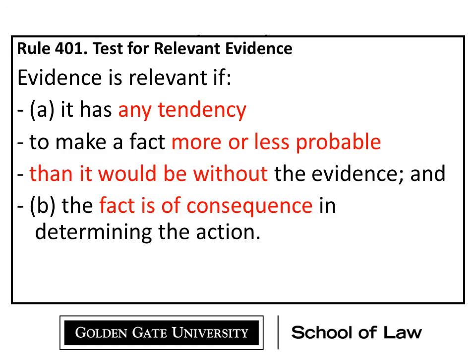If I'm the opponent, I have to conversely say this has no tendency whatsoever to make anything that matters. There is no fact of consequence more or less probable than without this evidence. This doesn't move the ball to anything that matters at all. Think about what side you're on and think about how you use the operative words of this rule, this definition, to argue your side of the case.